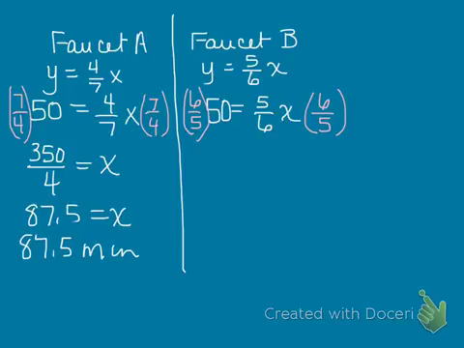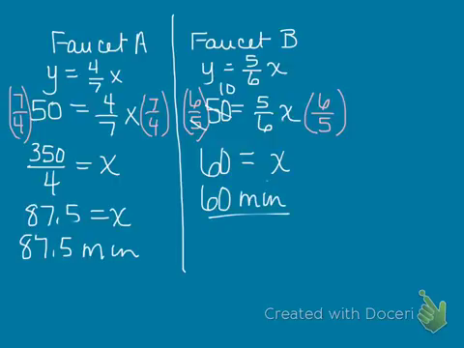And so on the right-hand side, I've just got x. 5/6 times 6/5 is 1. And then 6/5 times 50, I can get a common factor out here. 5 and 10, or 5 and 5 goes into both of those. So this is going to be 60. So this is 60 minutes for faucet B. So that checks out with looking at the rates.